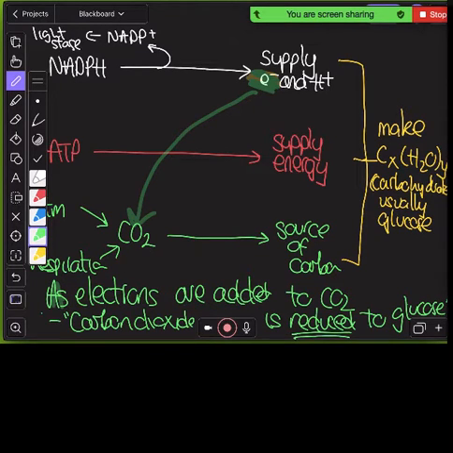And that comes from the OIL RIG thing. Oxidation is loss, reduction is gain in electrons. So that's where that comes from. So that's going on the bottom, the last sentence before the mandatory practical on page 216, or you can write it underneath your diagram if that floats your boat.